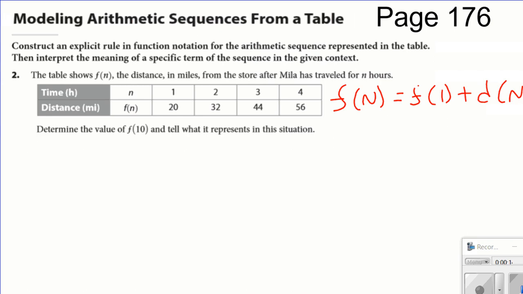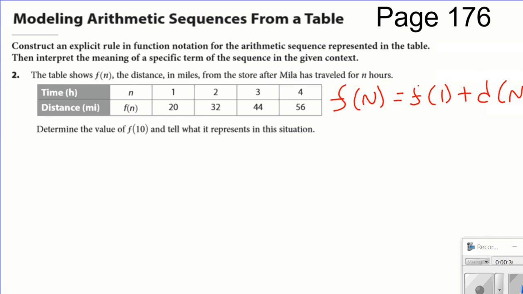Okay, so in this example, we're given a table and we're told to construct an explicit rule in function notation for the arithmetic sequence represented in the table. Then interpret the meaning of the specific term of the sequence in the given context.